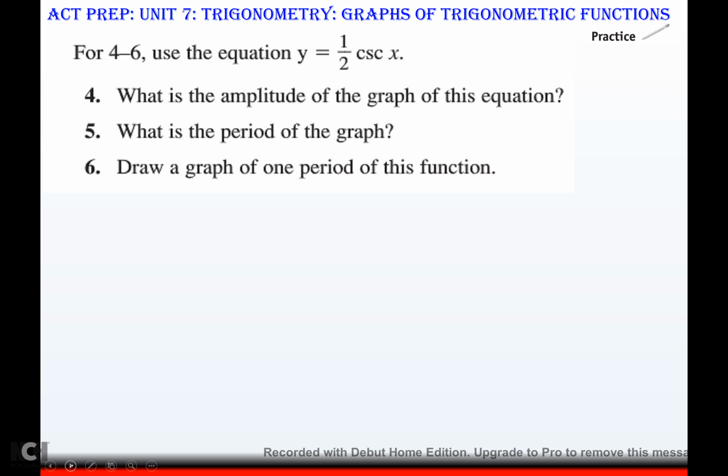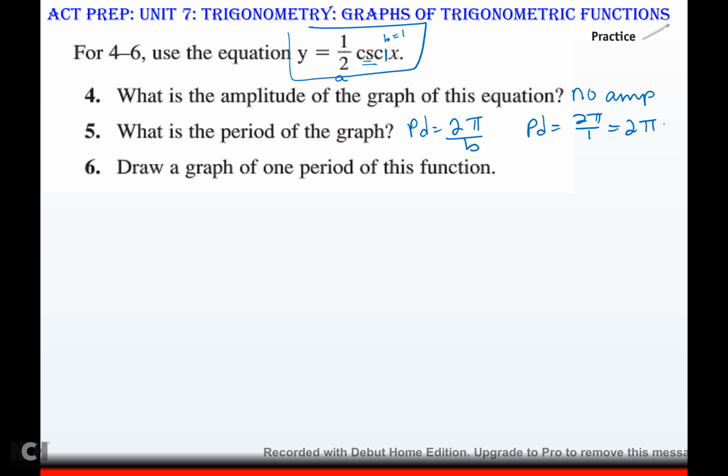Alright, for 4 through 6, it wants me to use this equation. So keep in mind, a is 1/2 and b is 1. So it says, what is the amplitude of the graph of this equation? Well, this is a cosecant function, so there is no amplitude. It's not defined. The period of the graph, well, period for cosecant is 2 pi over b. Well, my b is 1, so my period is going to be 2 pi over 1, which is 2 pi.